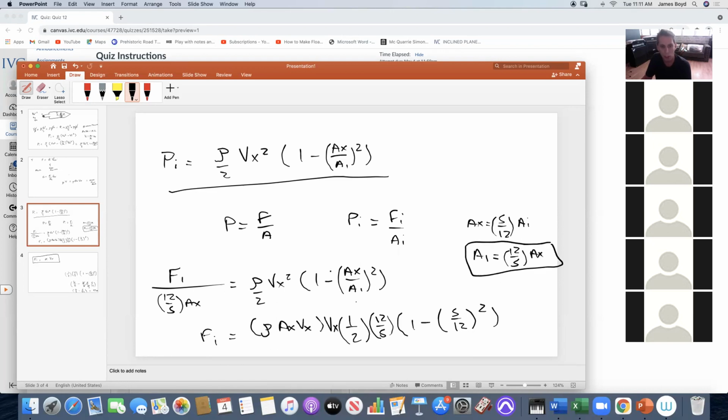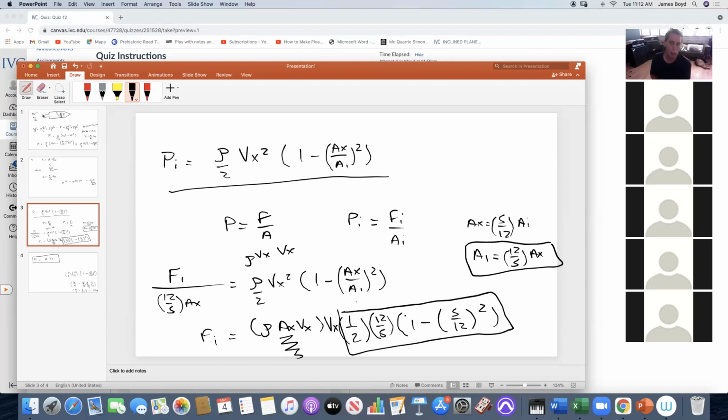So I can substitute for AI 12/5 AX. If I break this V into rho VX times VX, AX multiplied by AX on both sides, AX rho VX is your R. That's this term. You still have a VX left over, 1/2. The 12/5 comes up, so you're left with this part. But if you do this math, this ends up being approximately 1.